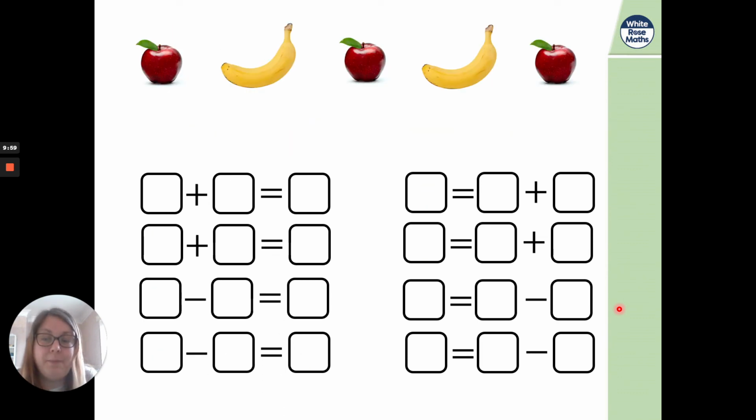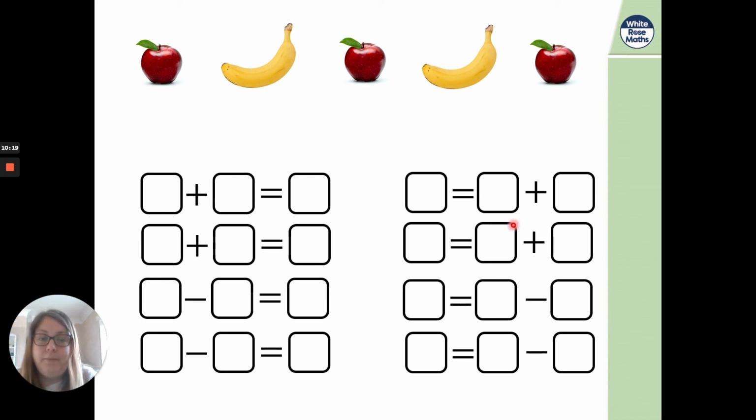Here we have some bananas and apples. I want you to work out, you might want to do the addition one first, that's absolutely fine, and then have a go at the subtraction. How many apples do you have? How many bananas do you have? And what is your whole? So it's apples add bananas equals the whole, which is all of them all together.